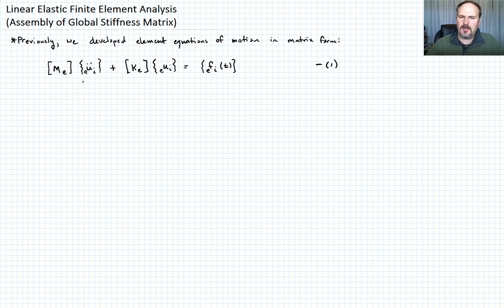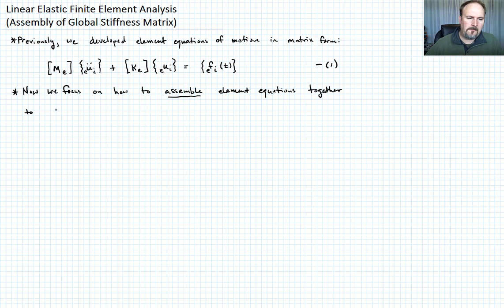Okay, now we want to focus on how, now that we have these equations for every element, maybe we have 100,000 elements in the model, how do we go about assembling these into a global equation that we can solve? Okay, so now we're going to focus on how to assemble the element equations together to construct a global system of equations. So I'll just tell you broadly how we do that.